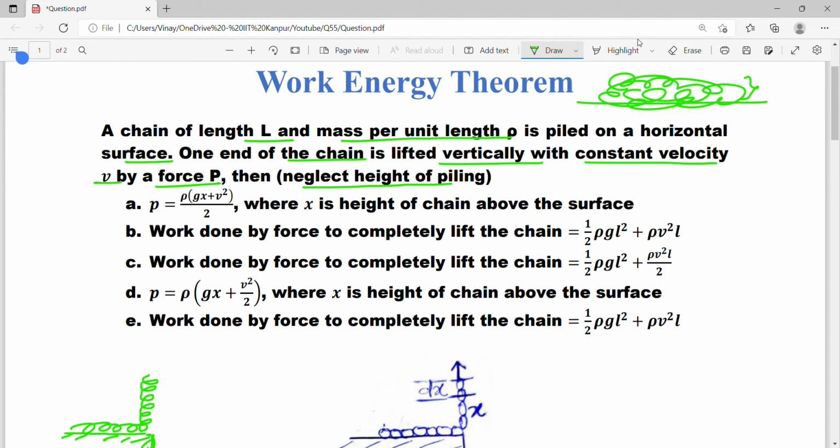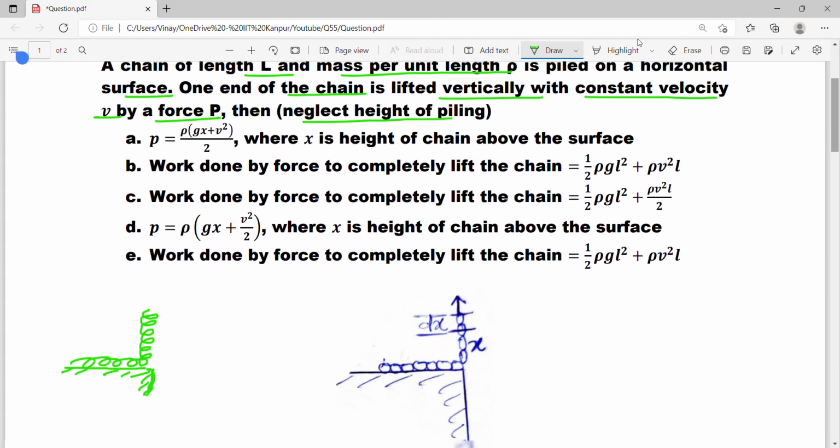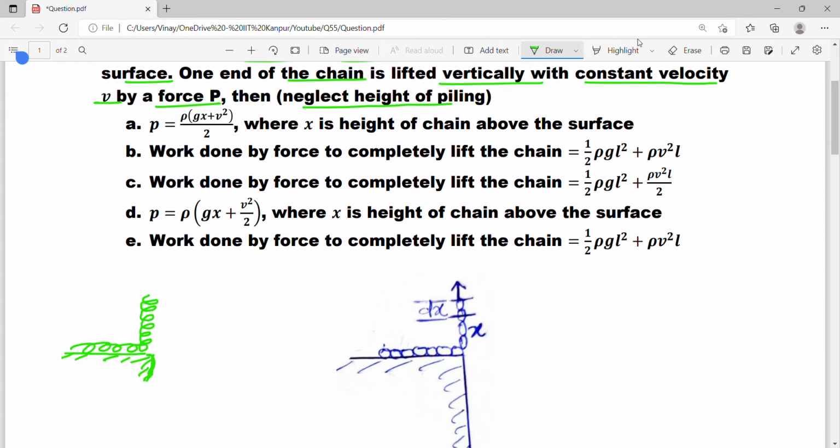Let's go, reading the options is more important in this question. So for example, first option is P equal to rho g x plus v square by 2. I have written a small p, but you can consider the same, so you can take a small p here as well. Where x is the height of the chain above the surface. So if this is the chain, this height is x, right? So this is the height of the chain above this horizontal surface, and you are pulling, lifting this by what force?